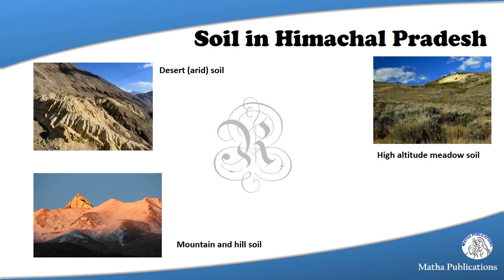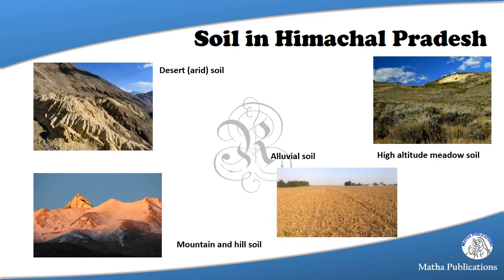The high altitude meadow soils are found in the areas of negligible rainfall, and the main form of precipitation is snow. It is thin and fragile soil. Its texture is coarse with high gravel content. It is dark in color and has a high content of humus. Himachal Pradesh also has traces of alluvial soils.